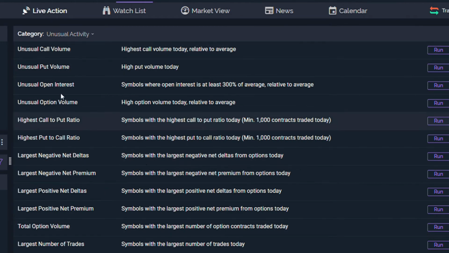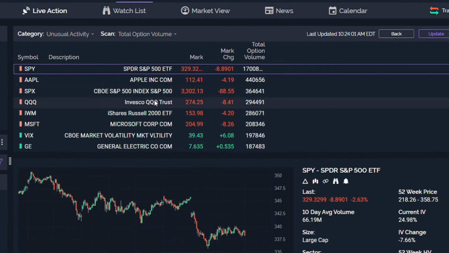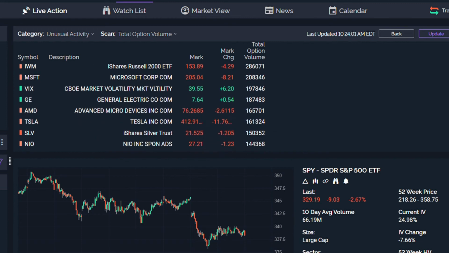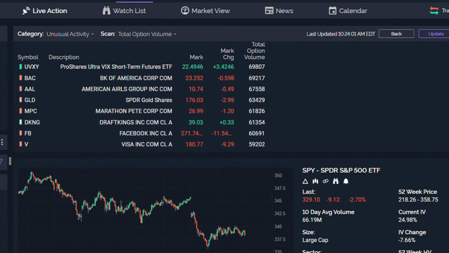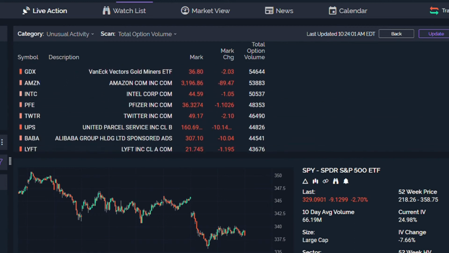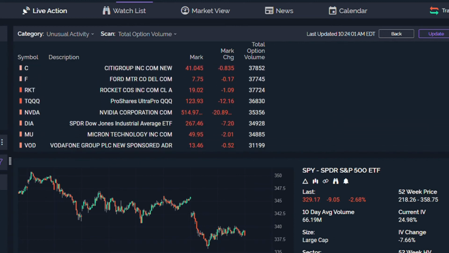So we just go down here, we look at total option volume, and we can run that. And this will show us right away the options with the most contracts. So we have SPY, which has the most option volume. Then Apple, SPX, the Qs, IWM, Microsoft, VIX, GE. And these all have very small spreads, and you can sell options on all of these really easily. You have a whole bunch of them.